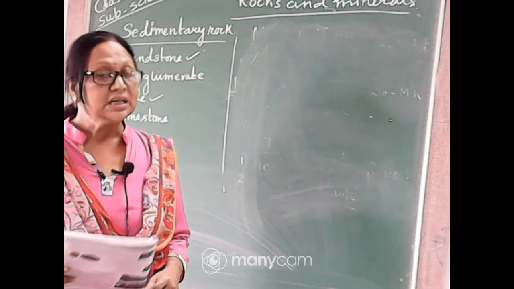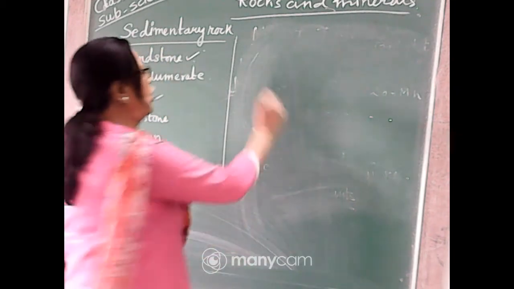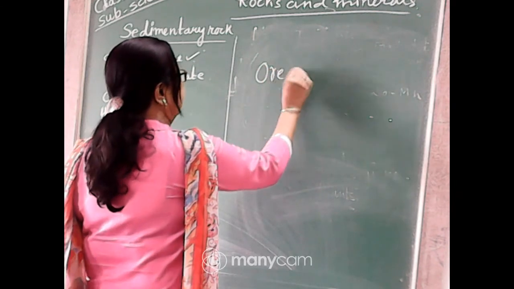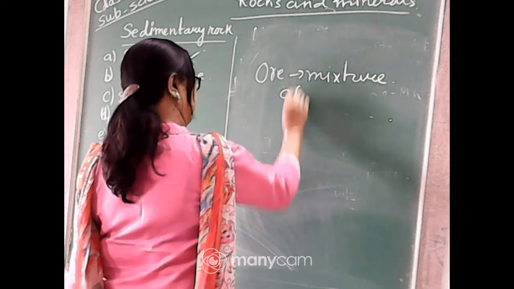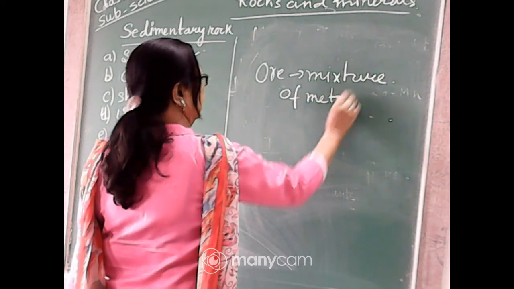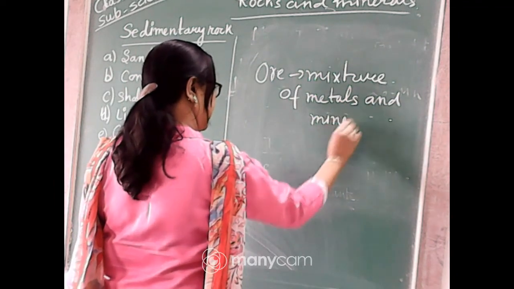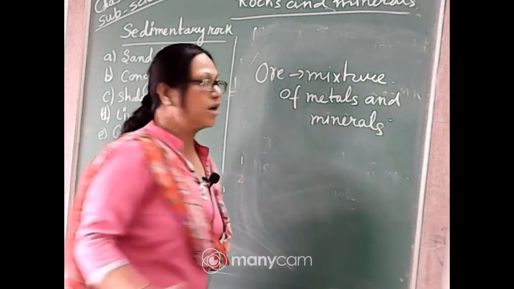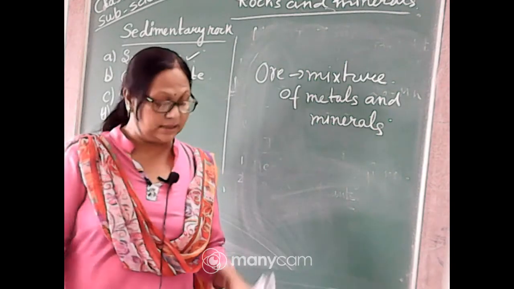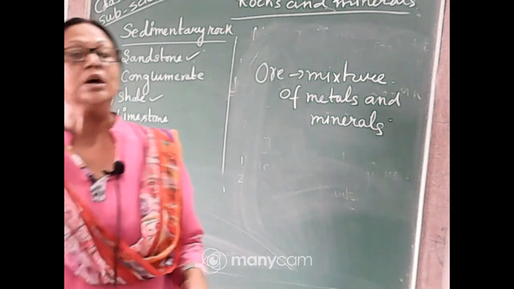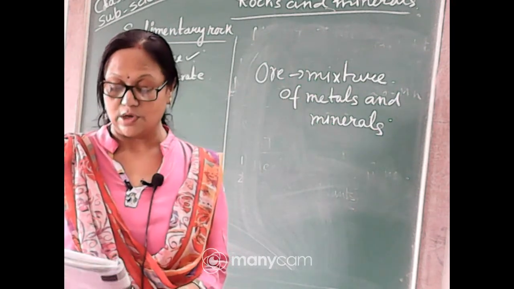Now sometimes they are used to separate the pure metal from their ores. So what are ores? Do you know what ore means? Ore means a mixture of metals and minerals. So this kind of limestone we use to separate out different metals and minerals from their ores. Okay, so this is also very important.